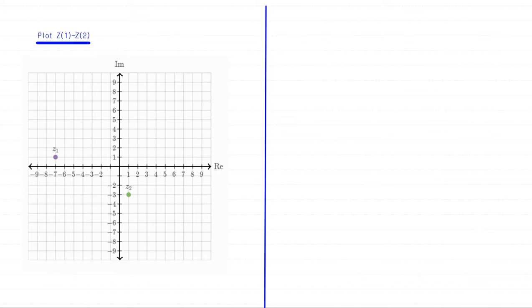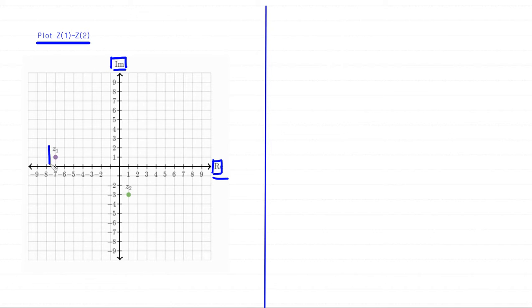So this is clearly different from the normal coordinate plane, which has x values, all the real values, and y values. But it's different right over here. Instead of x values, it is all real values, and instead of y values, it is all imaginary parts. So if we make it an expression, it says plot z1 minus z2.